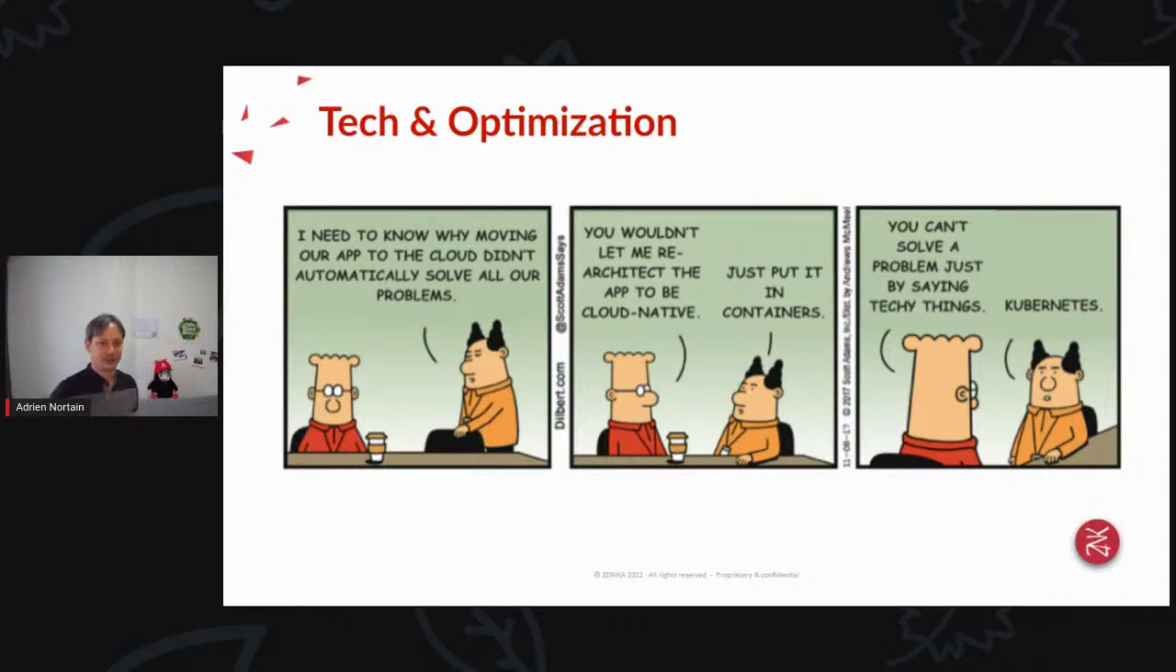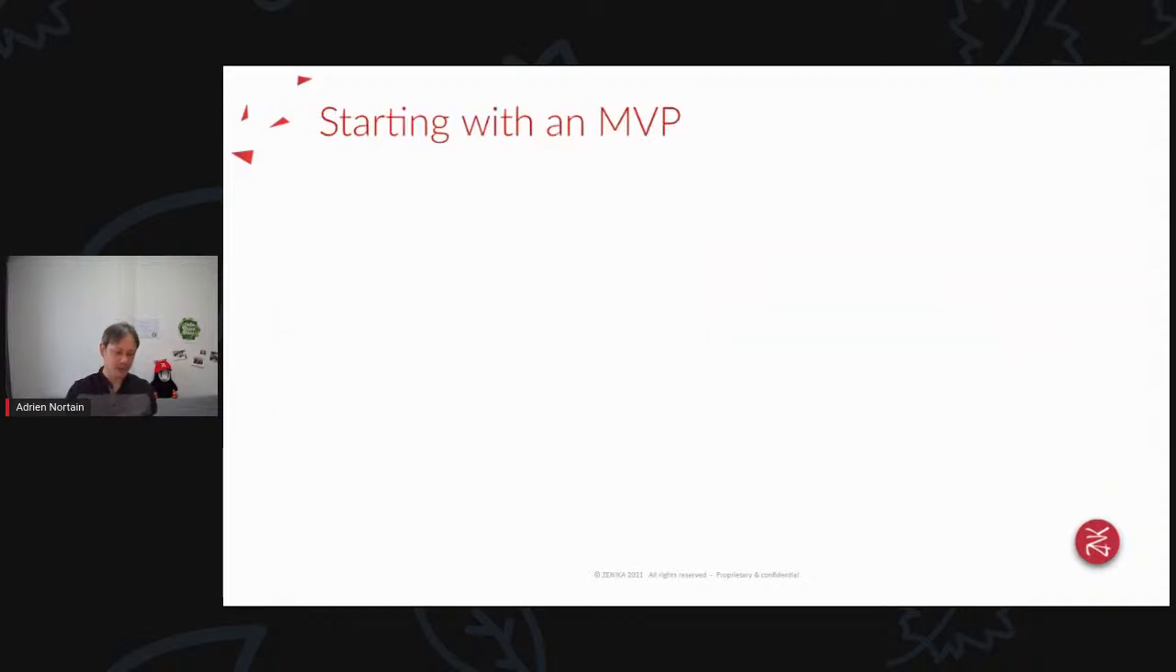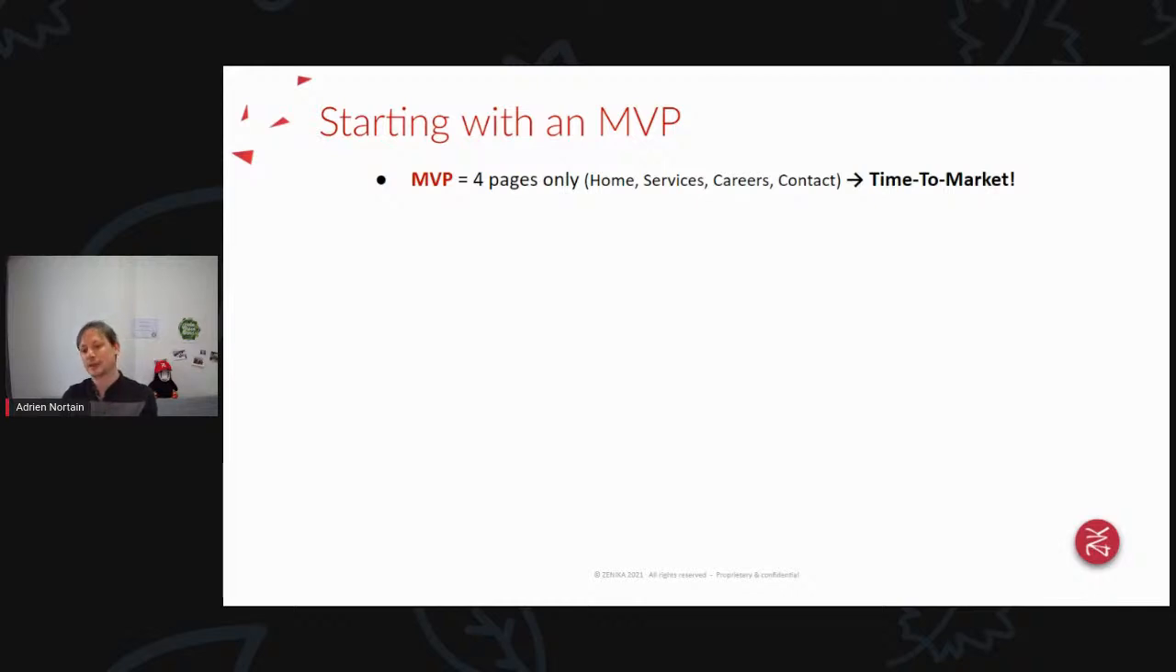As you can see, there is no silver bullet in tech. Don't expect everything to work on serverless and Kubernetes. So we started with an MVP. Okay, we need to implement something. Once you start with an MVP, you need to follow the lean principle, right? So 4 pages only, let's stick to that. And let's have a quick time to market, because that's what we want. We want this website to be out there very fast. So let's be very simple.